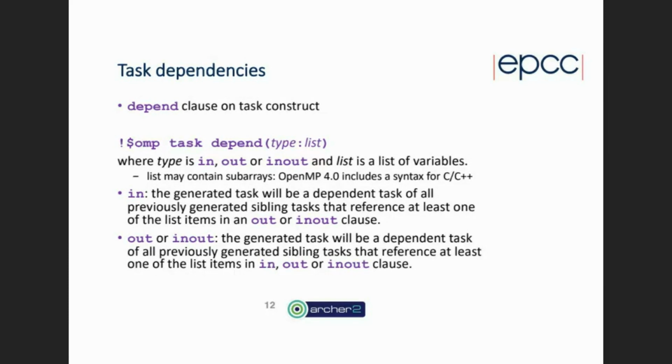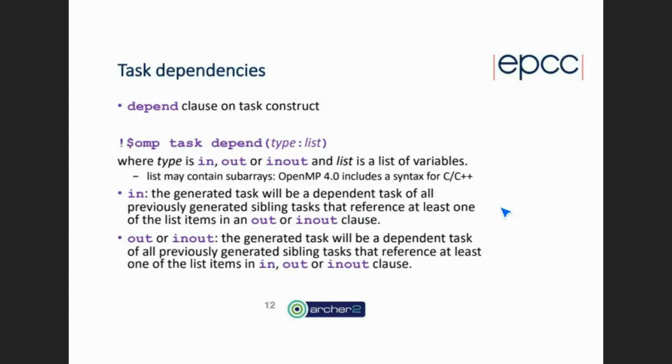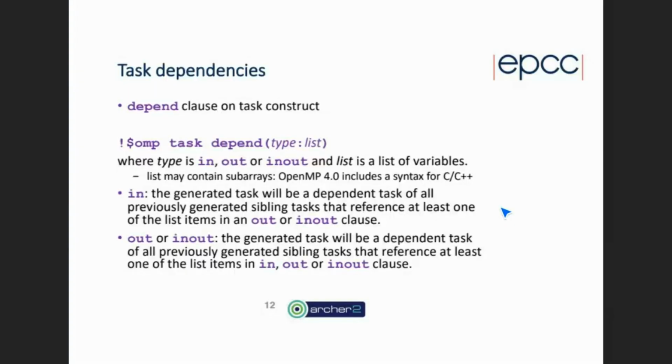So yes, this only works for this. You can only specify dependencies between tasks at the same level of nesting. You can't do dependencies between tasks at different levels of nesting. So this says, if it's an in dependency, then this task depends on all previous tasks that reference at least one of those variables in an out or an in-out clause.